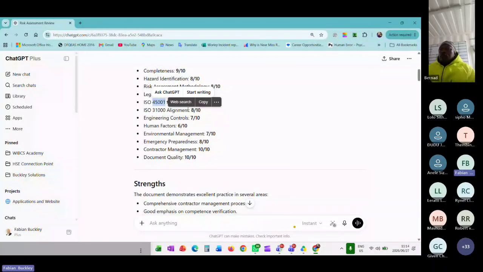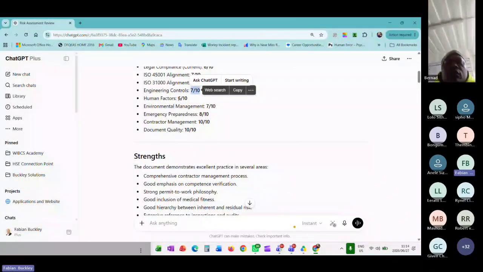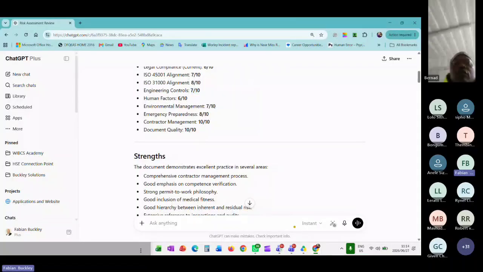Engineering controls, 7 out of 10. Human factors are 6 out of 10. Environmental management is 7 out of 10. Emergency preparedness, 8 out of 10. Contractor management, it's given a good 10 out of 10. And document quality was 10 out of 10. So it's given me now the strengths.